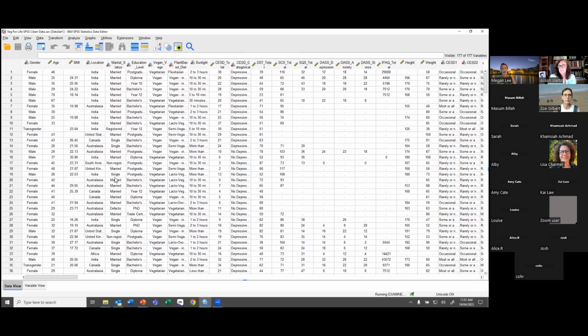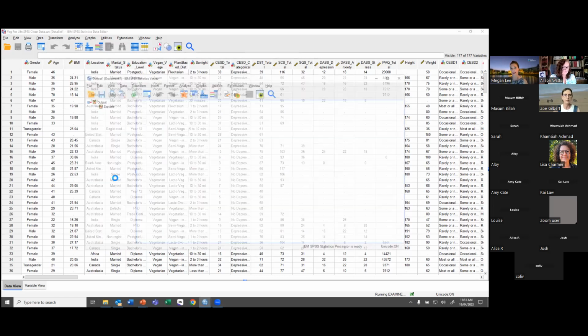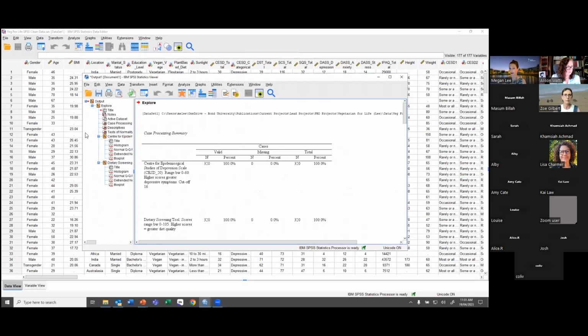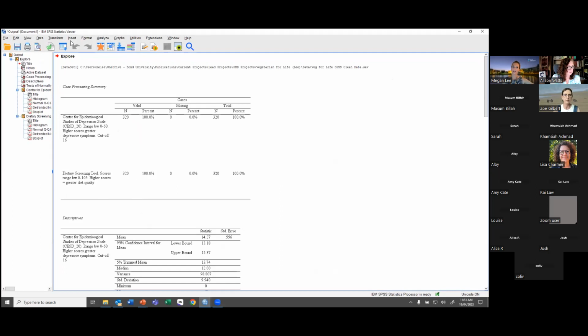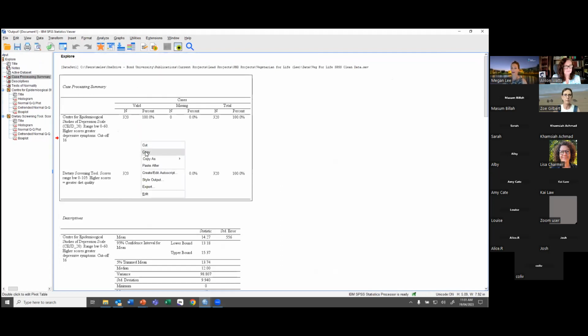Keeping in mind, do not feel like you are falling behind or you may not remember this. You can always go back to the recording later on, rewind, fast forward, pause when you're doing your data analysis and just follow along the steps that I've done. Now, as you can see, this is our output, and everything is in perfect APA 7. Yay! So you can just copy and paste it into your manuscript if you want, which is amazing.